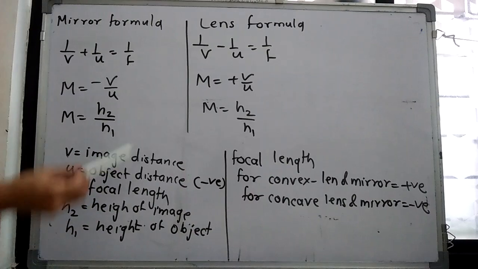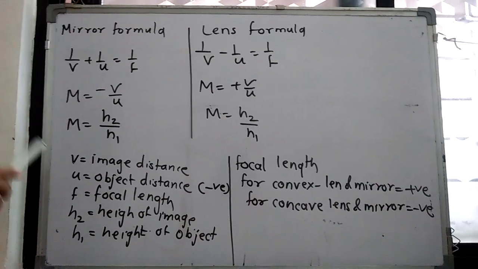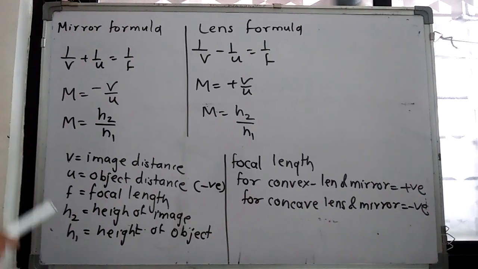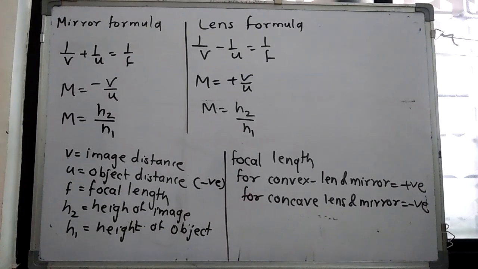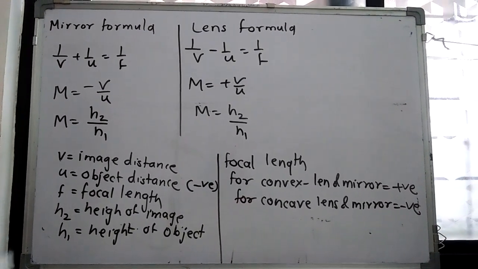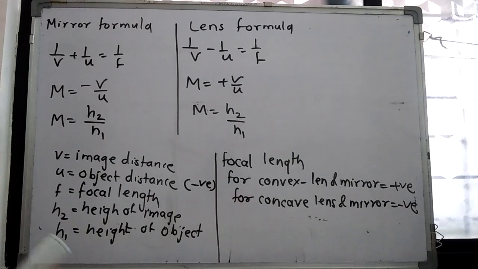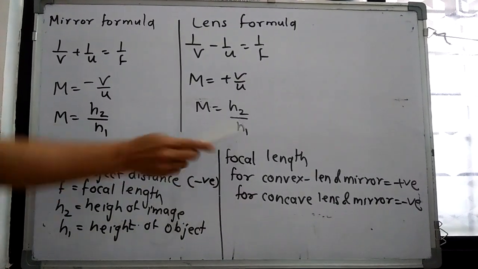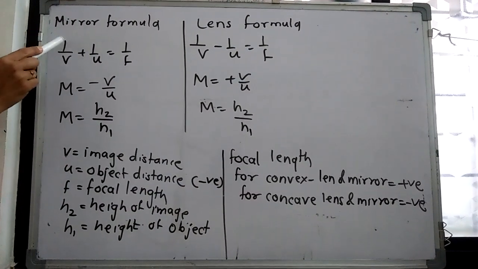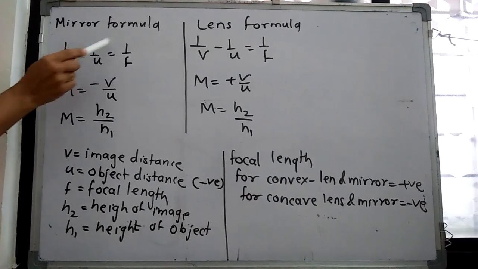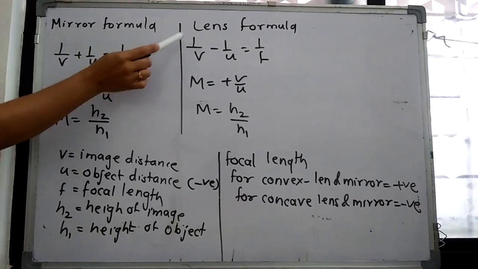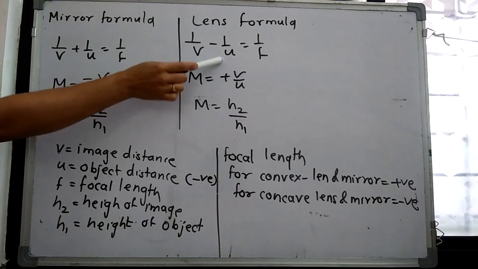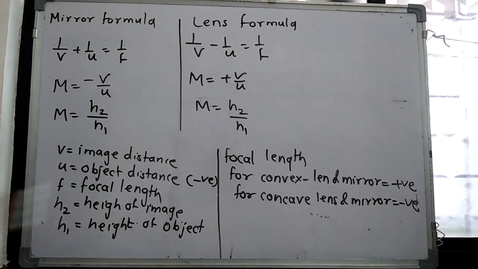And we know focal length. If we take the convex lens or convex mirror, for both convex, focal length is positive, and for both concave, whether it is concave lens or concave mirror, focal length is negative. So mirror formula: 1 upon V plus 1 upon U is equal to 1 upon F. Lens formula: 1 upon V minus 1 upon U is equal to 1 upon F.